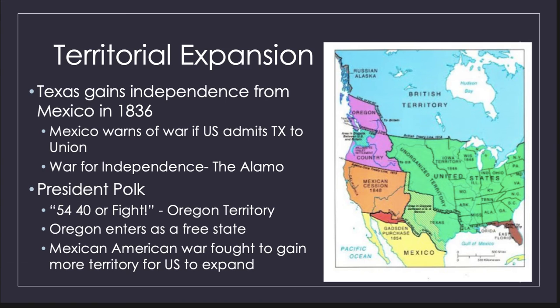But we will eventually go to war with Mexico in the Mexican American War to fight for the territory in the orange that you see on the map there, and that really pushes the United States to expand all the way to the Pacific coast. We gained lands all the way out to California in the Mexican American War. And we're going to go to war, the Mexican American War, under President Polk. President Polk becomes president in 1844.